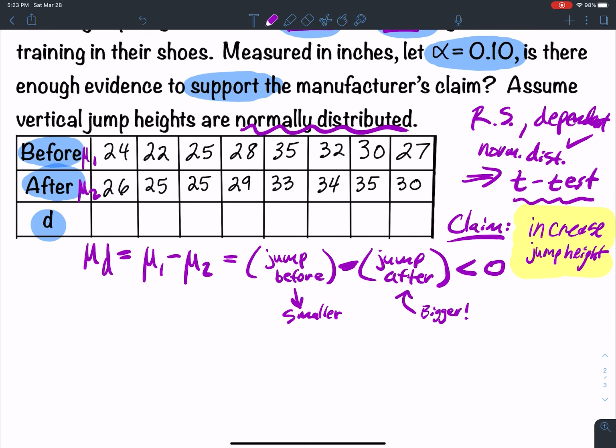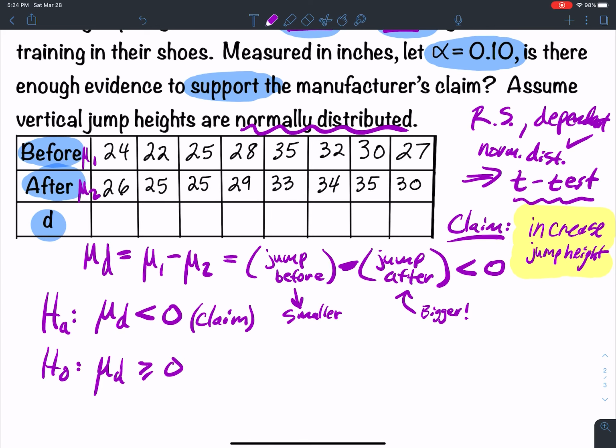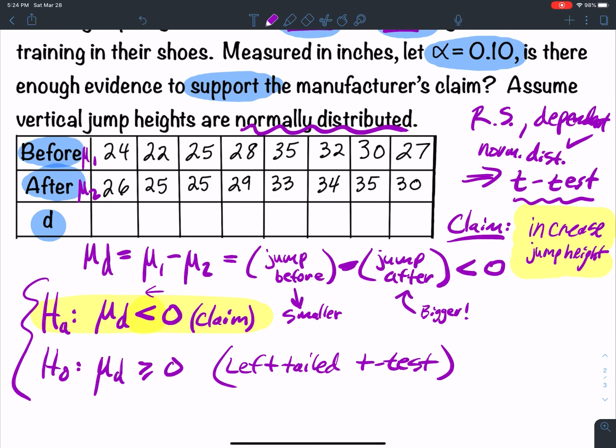So what does that mean? That tells me that mu d is less than 0. That's the claim, if my jump height is going to increase. So personally, I think this is the hardest part, figuring out what the Ha and the Ho are. So the Ha here is mu d less than 0. What about the Ho? The Ho is the opposite, the complement: mu d greater than or equal to 0. All right, what type of test is it? Well, it looks like it's pointing to the left, so it's a left-tailed t-test. Okay, left-tailed t-test.